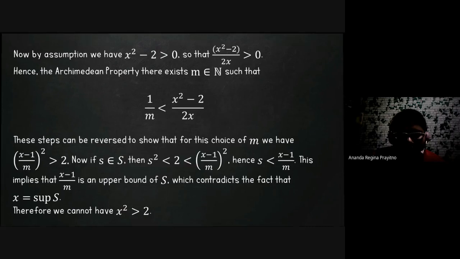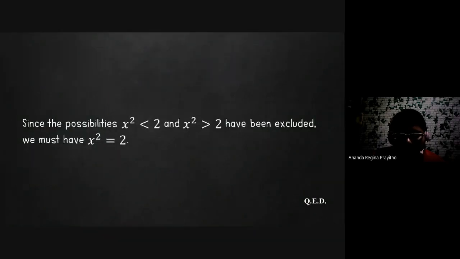Since the possibilities x squared less than 2 and x squared greater than 2 have been excluded, we must have x squared equals 2. So this is proven.